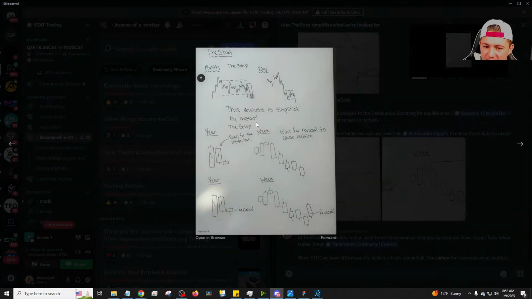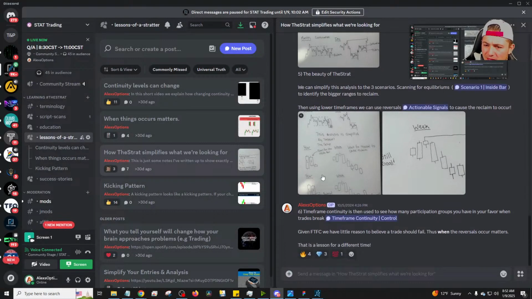And with the strat, it makes it a lot easier, because in this case we're looking for an inside bar where this monthly goes sideways. And then if we reclaim that inside bar with a 2-2 reversal, that's the condition. So we can scan for that. And the same thing can be true about every other time frame.